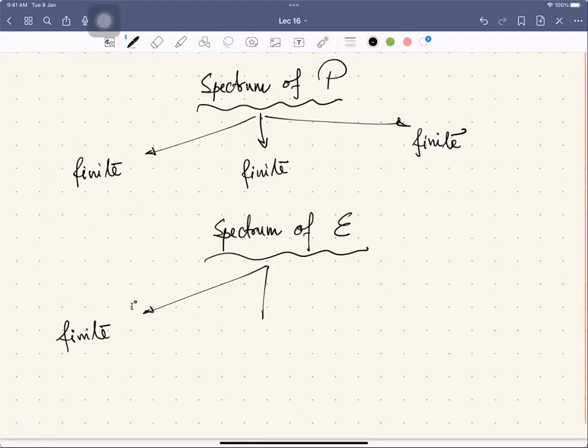But as I just explained, this is infinite for delta n equals 0 and delta n less than 0.